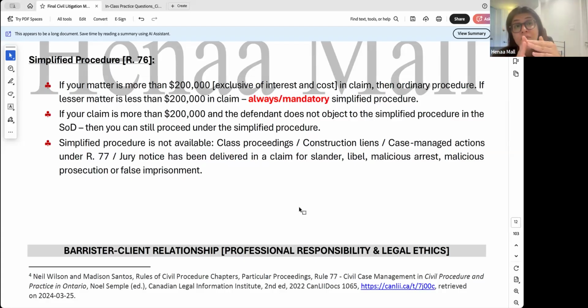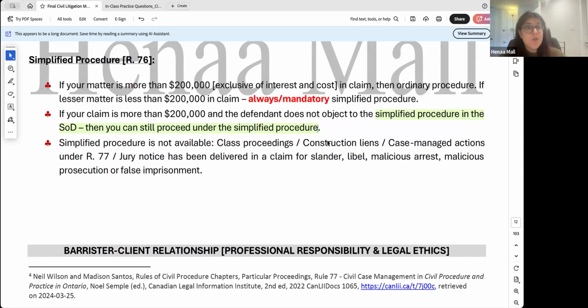If the matter is above $200,000 and the defendant says, I'm not objecting, go in for simplified procedure, so they are not objecting to simplified procedure in the statement of defense, you can still proceed under simplified procedure. So in this case, while the value is above $200,000, the defendant in their statement of defense is not objecting to simplified procedure. Again, you go for simplified procedure.